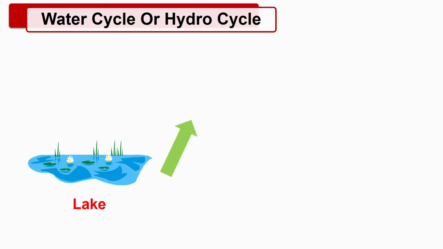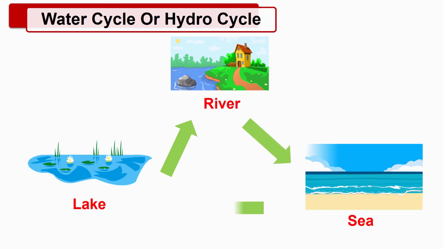Now let's discuss the water cycle. Water moves continuously through the lakes, rivers, oceans and the land in various states, solid, liquid and gas, called a water cycle.